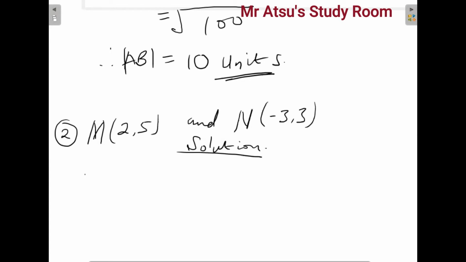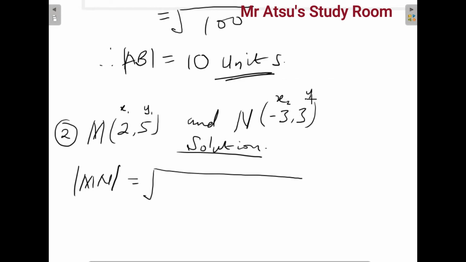For example 2, we are finding the distance between the point M with coordinate (2, 5) and N with coordinate (-3, 3). Some people mix the x1 and the y1, x2 and y2 when they are fixing it into the formula. So it will be advisable to write the x1, y1 and x2, y2 at the top, and that is what I'm doing before we look at it and fix it into the formula.